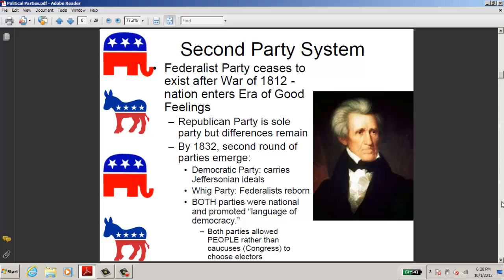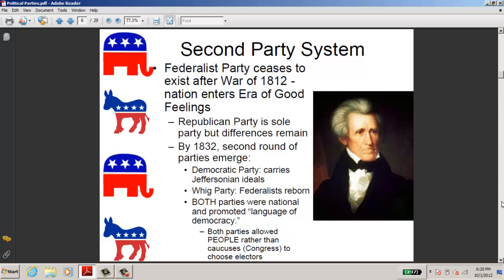So by 1832, you see a new round of parties emerge. The Democratic Party, which Andrew Jackson is going to be a big founder of, and they're going to champion the Jeffersonian ideals of a limited federal government, and the Whig Party, which is pretty much a rebirth of the Federalist Party, in favor of a more activist government.